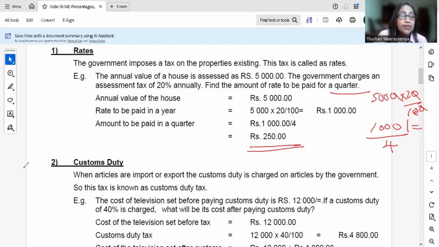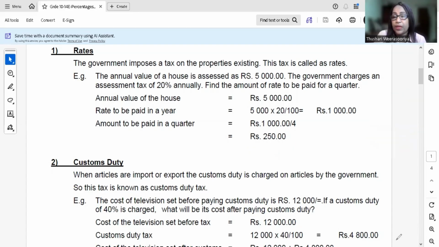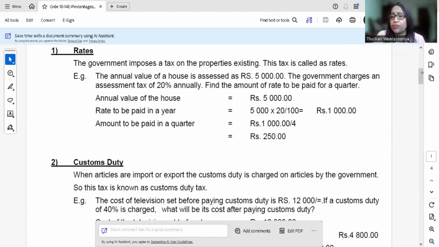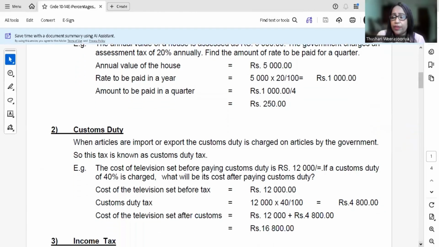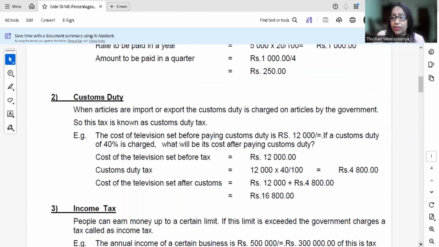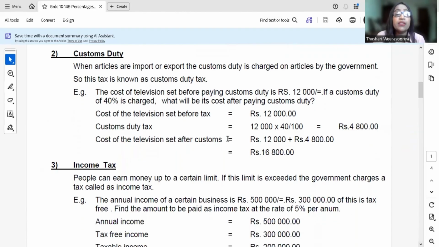Now we'll go to the customs duty. Right? Where do we charge customs duty? When you stay at home, do you pay customs duty? No, right? When you import or export something, right? We pay the customs duty, right? When articles are imported or exported, the customs duty is charged on articles by the government. So this tax is known as customs duty tax.